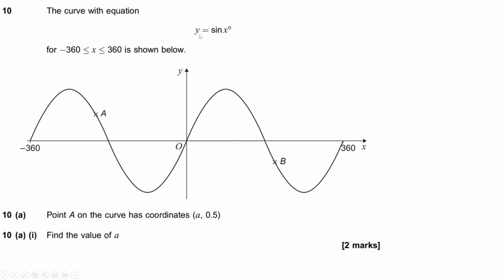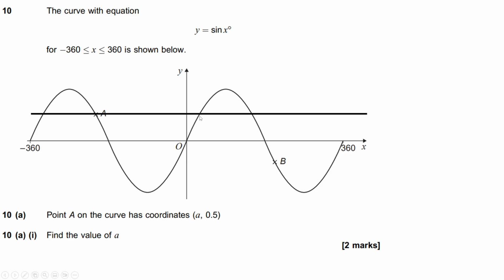The curve with equation y equals sine x is shown here. The point A on the curve has coordinates (a, 0.5). It's this point here, okay, and find the value of a. Well, if it's 0.5 high, right? If we just draw this line, it's going to be the same as this point, and the same as this point. Now, it's easier if we just have a look at this point.